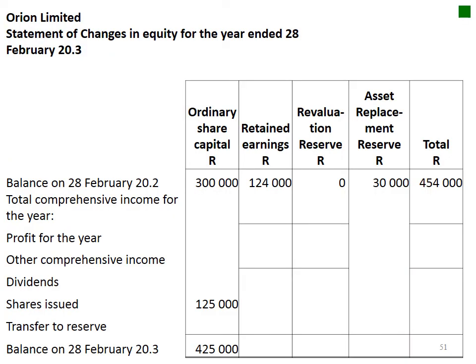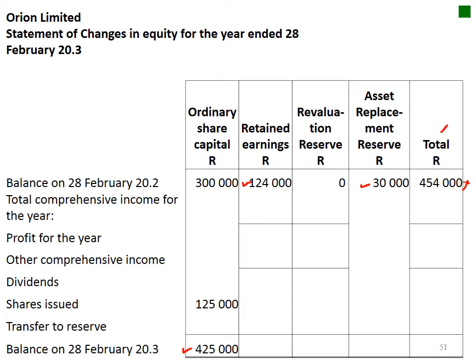So if we go back now and look at the statement of changes in equity, this 425,000 was in the trial balance, this 124,000 for opening retained earnings, and this 30,000 for the asset replacement reserve. You will notice there's a total column here. I really would not spend too much time putting amounts in the total column in a question, because there'll usually be very few marks for that. We might even tell you not to even worry about doing the total column.